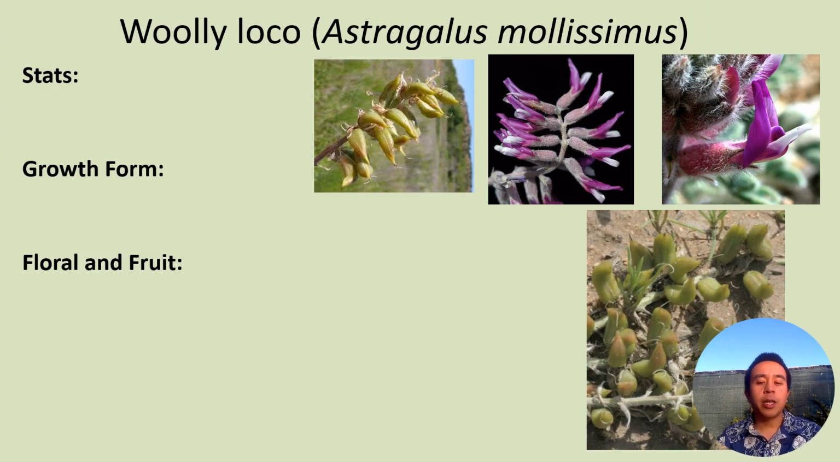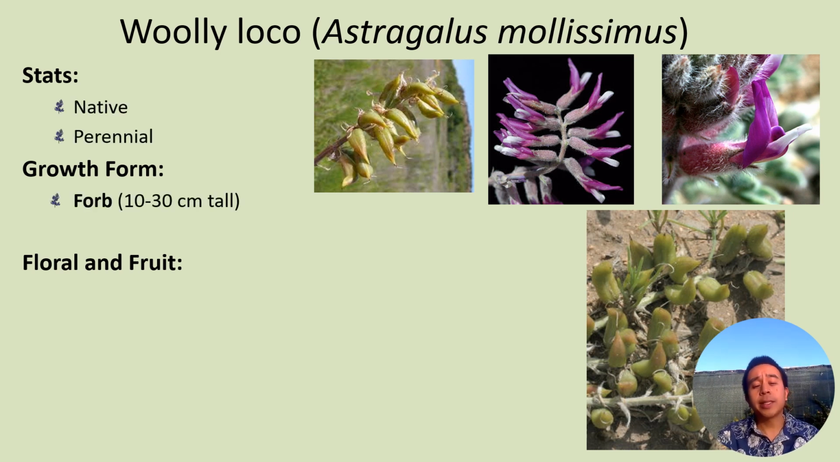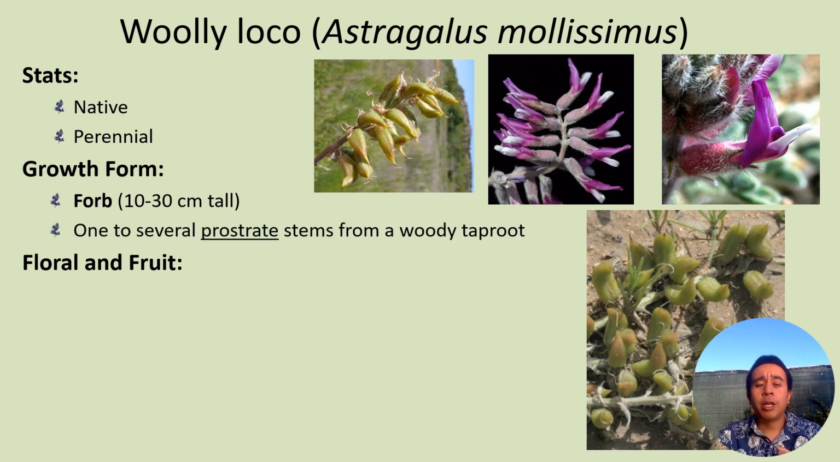So the first plant we're going to be talking about from the Fabaceae family this week is Woolly Loco, also known as Astragalus mollissimus, and it's a native perennial plant, and it grows as a forb, usually from 10 to 30 centimeters tall. Of course, there are exceptions, and oftentimes it grows in one to several prostrate stems from a woody taproot. And prostrate, if you don't remember from our previous plant lectures, is when a plant grows basically flat against the ground and the stems are pressed and growing completely flat on that ground surface.